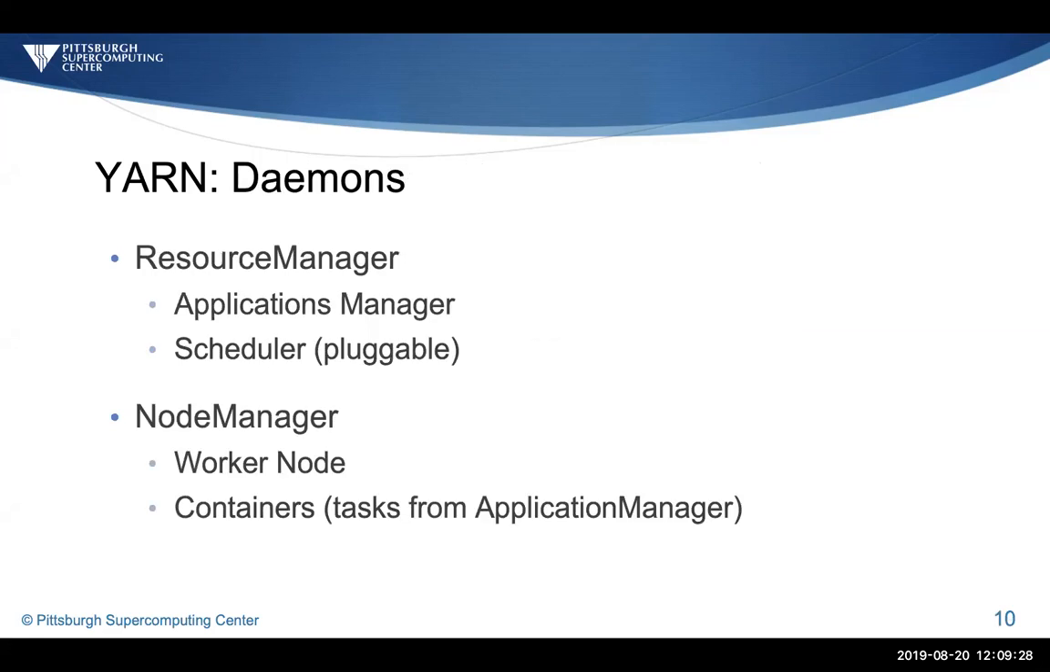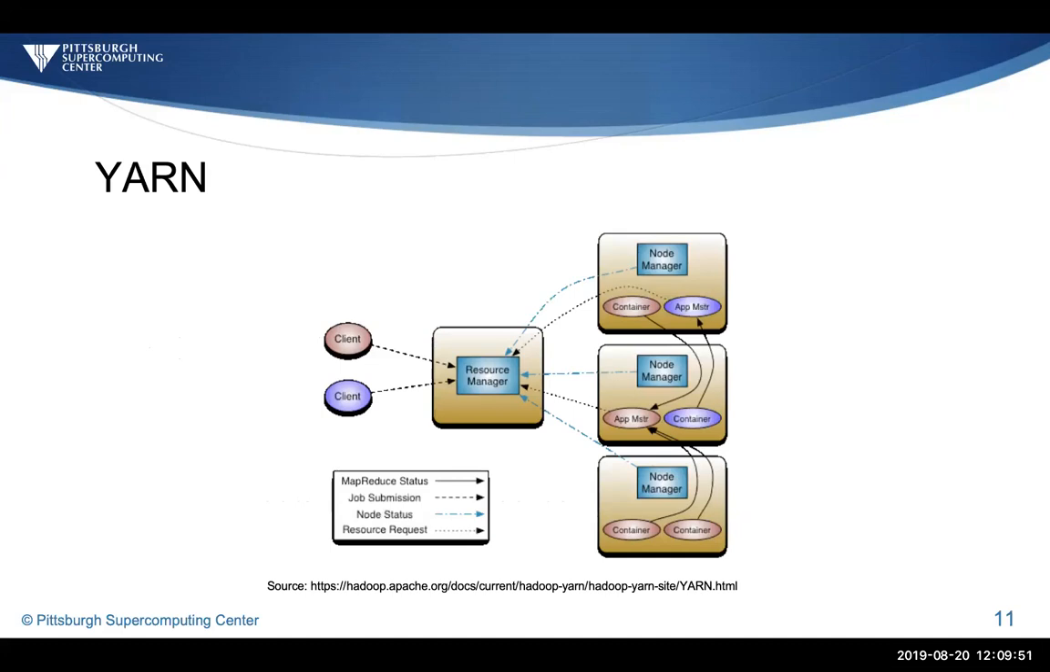The Yarn system, again, has sort of a controller daemon called the resource manager, which includes an applications manager and a pluggable scheduler. And then the node managers, which are the worker nodes that live on each of the nodes and hold the containers, which are tasks from the application managers. And then they can be elected to run each of the applications, which we'll see in this diagram here. So the application master will be on one of the node managers, and then the resource manager will be the one that assigns them. And you can have more than one working on any particular one.